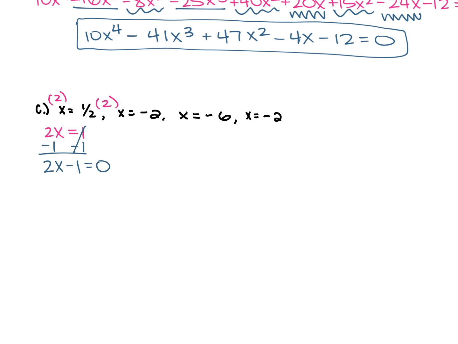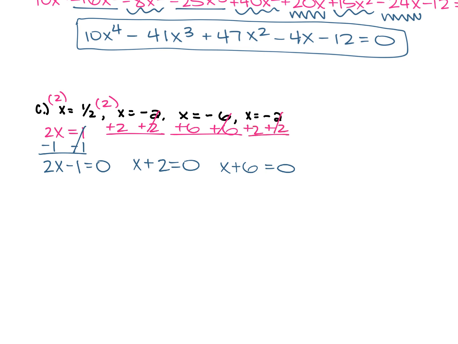For the x is equal to negative 2, we add the 2 over. That gives us x plus 2 is equal to 0. For x is equal to negative 6, we add the 6 over. That gives us x plus 6 is equal to 0. And for the x is equal to negative 2, again, we add the 2 over, and we're left with x plus 2 is equal to 0. So to write this as a product of factors, we have 2x minus 1 times x plus 2 times x plus 6 times x plus 2 is equal to 0.